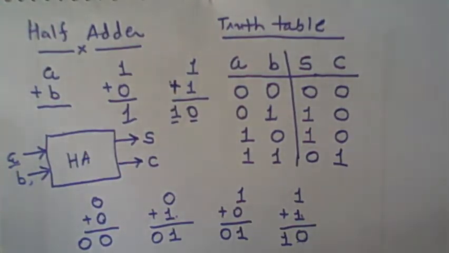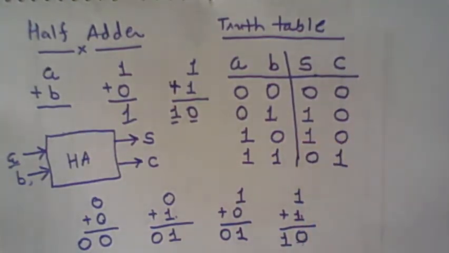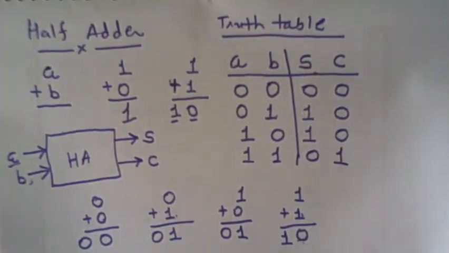Once we prepare the truth table, the next step in combinational circuit design is to prepare a minimized Boolean equation of each output variable. Here we have two output variables, sum and carry. Let me prepare the minimized Boolean equations of sum and carry. Here we use a Karnaugh map to minimize the output variable.